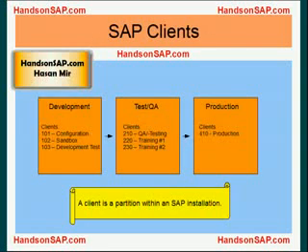So we already know the concept of a client. A client is a partition within an SAP environment. You can have multiple clients and data is going to be protected within a client. So if you're connected to client 1, you cannot see data sitting in client 2. So one client basically represents a company, but the same concept is used to create partitions within one environment. Okay, so client is a partition within an SAP installation.